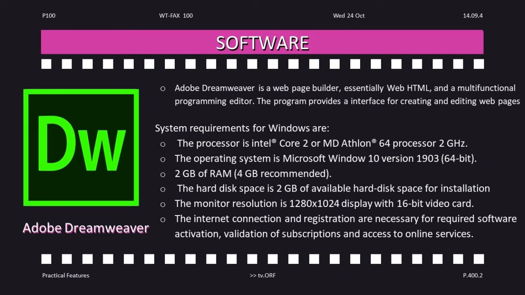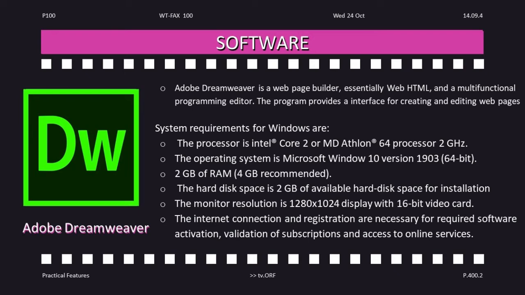The other software is Adobe Dreamweaver. Adobe Dreamweaver is a web page builder, essentially web HTML and a multifunctional programming editor. The program provides an interface for creating and editing web pages. Nawal can create any type of website she wants using a simple user interface and code editor. This software also includes a web page template for the design process. Now Nawal can create templates and files by herself.